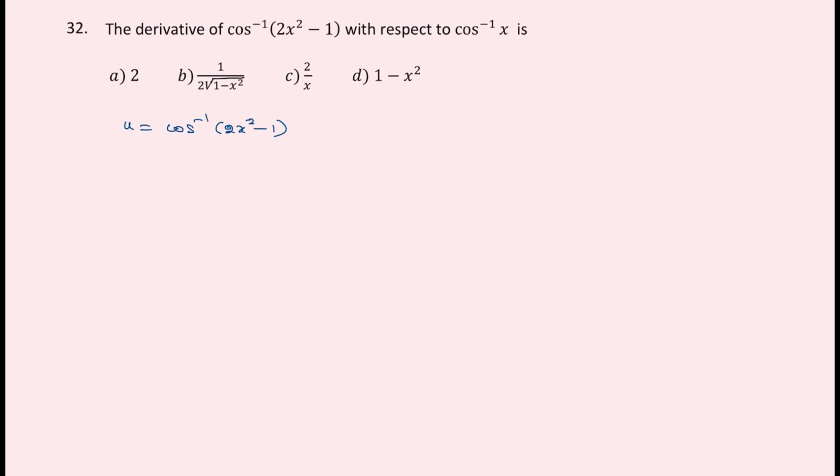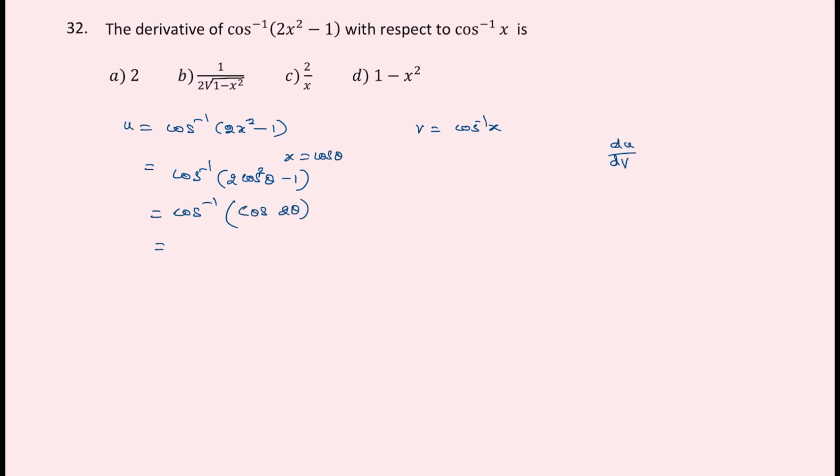and the second one as v. We will find du by dx, dv by dx, and we will divide to get du by dv. That is differentiation of the first function with respect to the second function. Before doing differentiation, we can simplify this function by substituting x as cos theta. Without simplification also you can do it, but it will be a longer proof. So cos inverse of 2 cos square theta minus 1. Cos inverse of 2 cos square theta minus 1 is cos 2 theta.